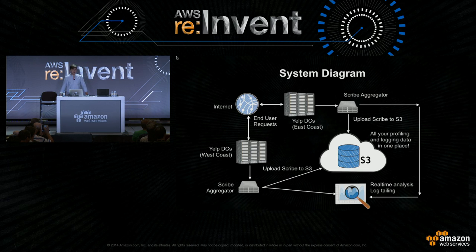So for a system diagram, we have the internet. We have two data centers, East Coast, West Coast. This is very idealized. It's a lot more complex in real life. And each data center has one or more Scribe aggregators, which take all these lines of logs from all of the web workers and eventually upload them to S3. It also allows you to access them in real time to do log tailing and stuff like that. But once your stuff is in S3, you can then dig into the real details of how you actually analyze it and how you make it usable.